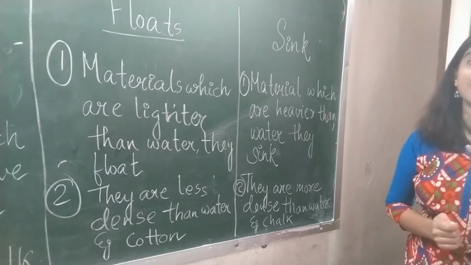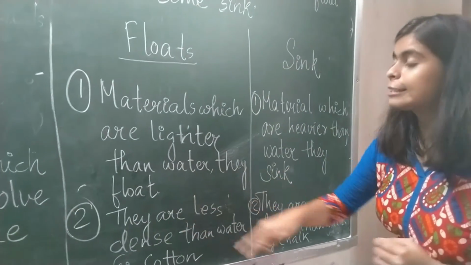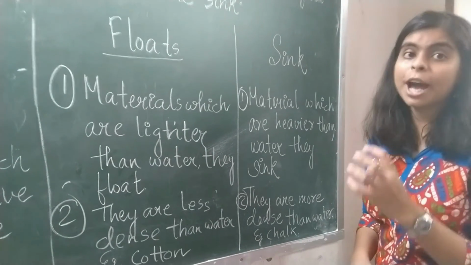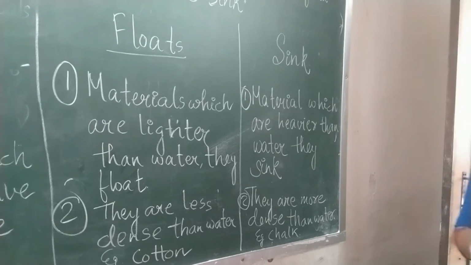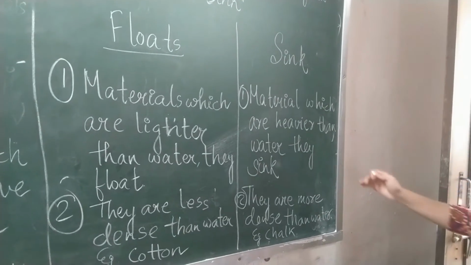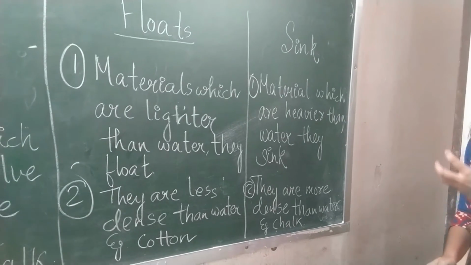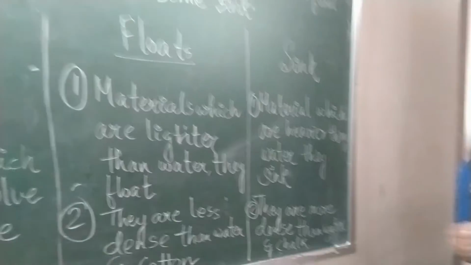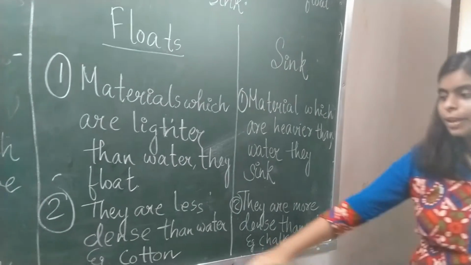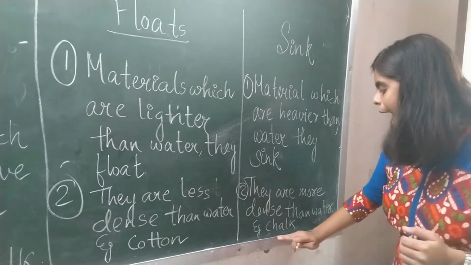Dense means bhari. The materials that float are less dense, mane halka, kom bhari, jole theke kom bhari, and that is the reason they float. And the materials that sink are more dense, mane jole theke bhari, beshi bhari, and that is the reason they sink in water. The examples we have seen in the activity are cotton and chalk.